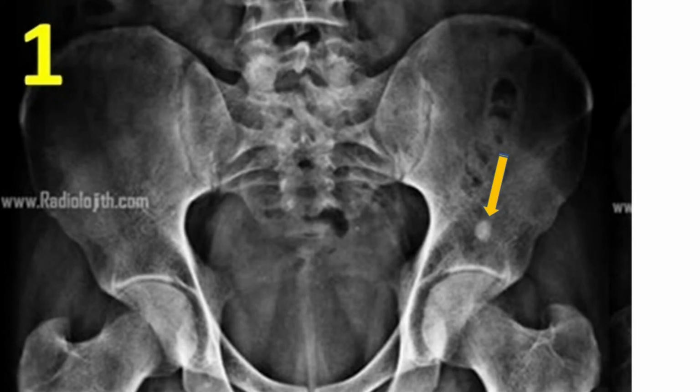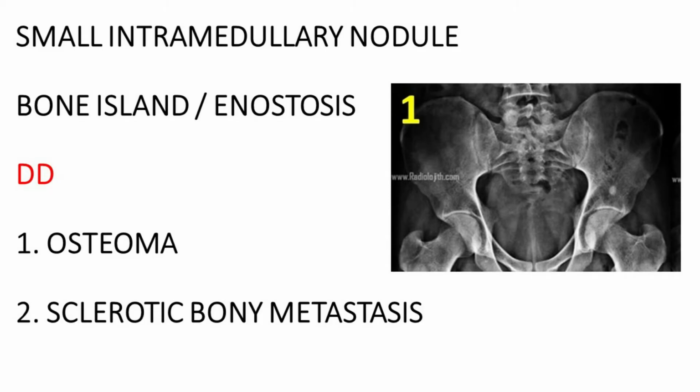The first one shows a small, nearly round sclerotic nodule in the left side of the bony pelvis above the acetabulum, which is suggestive of bone island, also known as enostosis, which usually shows no uptake on PET or any radionuclide studies. The differential diagnosis for this is osteoma, which can be seen anywhere in the bony skeleton but is usually uncommon in the bony pelvis, and will be negative on PET or any radionuclide study.